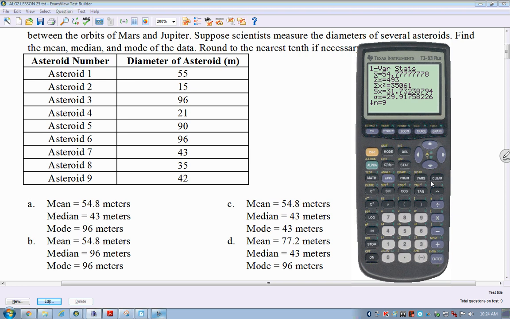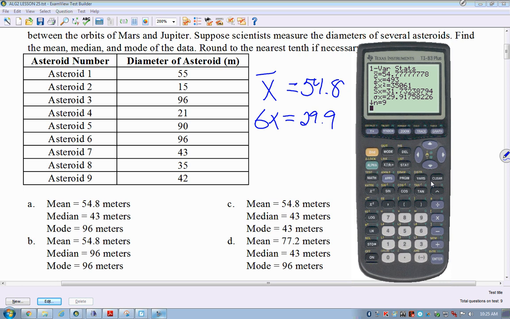This compiles my data, and it gives me a lot of different bits of information. For instance, my mean is represented by x with a solid bar over the top, and it shows me that my mean is 54.8. Are we good there? Now, my standard deviation is this right here, and so my standard deviation is 29.9.